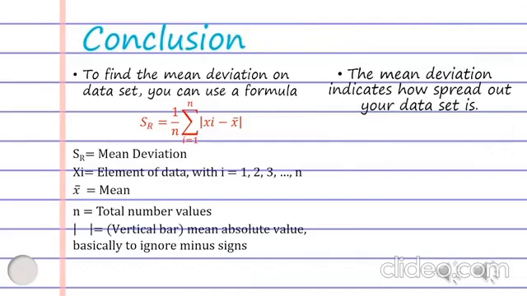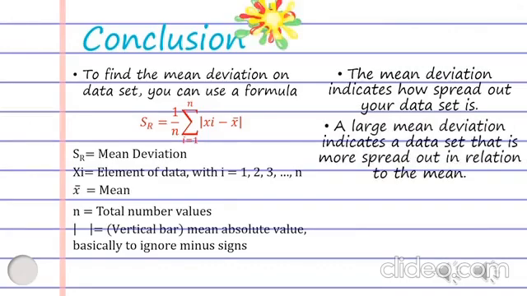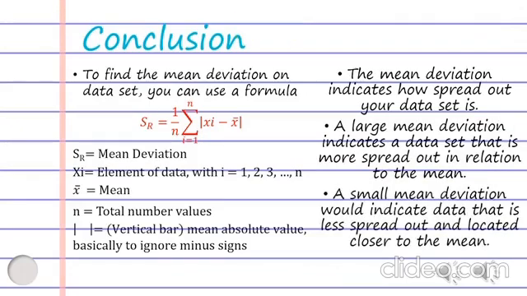Second conclusion, the mean deviation indicates how spread out your dataset is. The third conclusion is that a larger mean deviation indicates a dataset that is more spread out in relation to the mean, while a small mean deviation would indicate data that is less spread out and located closer to the mean.